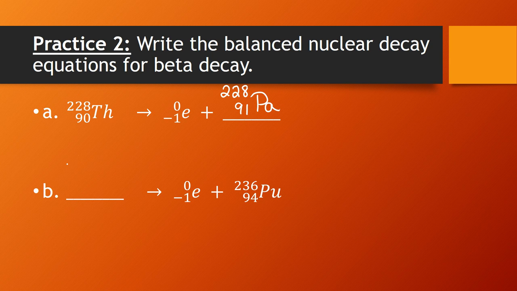Going back to what originally started here to release this beta particle, plutonium-236, the mass stayed the same. Again, a neutron had to break down to make this proton, so therefore our original atomic number must go down by 1 because we haven't made that proton yet. Atomic number 93 is Np, or neptunium.